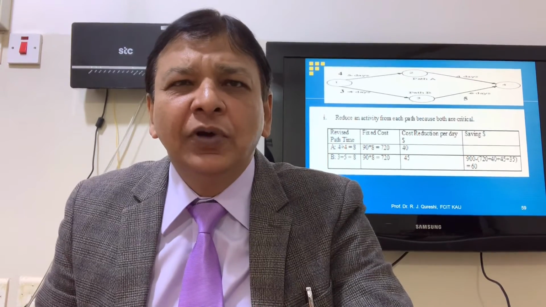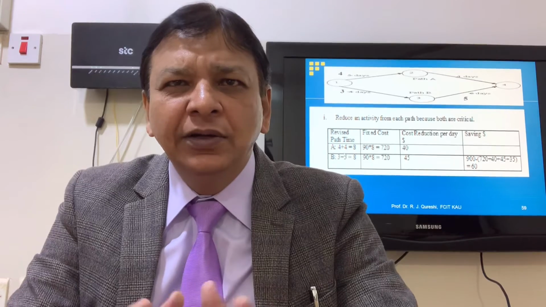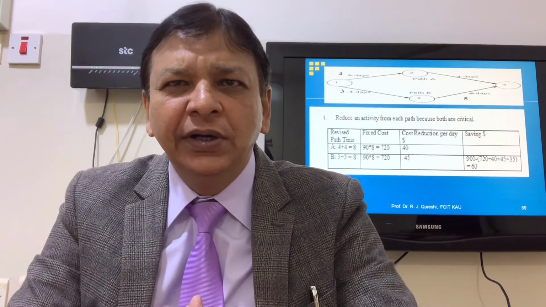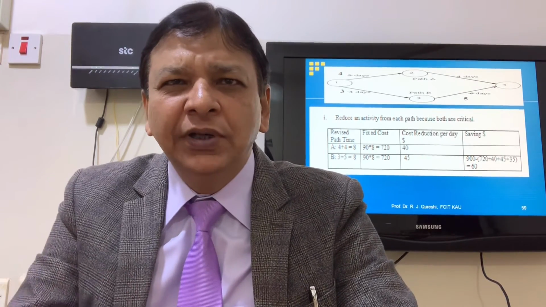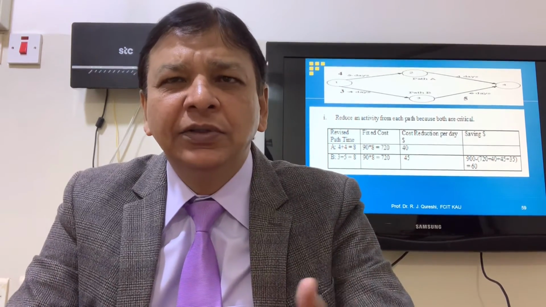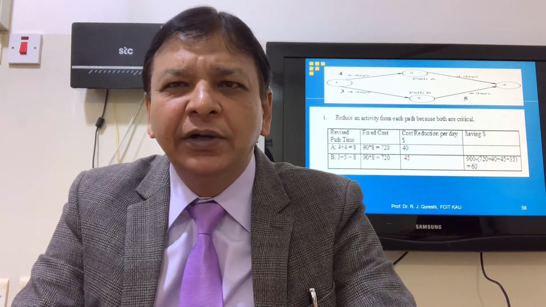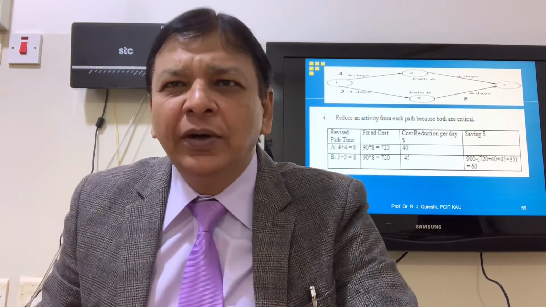4 plus 4, 8. 3 plus 5, 8. So 8 days, 90 into 8, fixed cost $720. Extra cost 40 for the 1 to 2 and $45 for 3 to 4. 900, which is the actual cost, minus 720 plus 40 plus 45 plus 35 for the first day. $60 is the saving, and we cut down 2 days. Now we go back to our table.